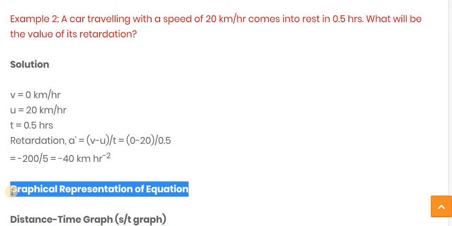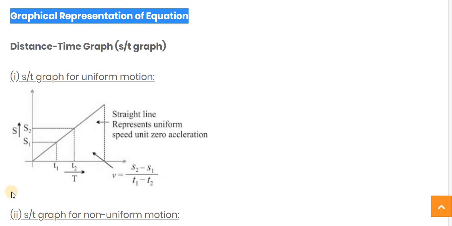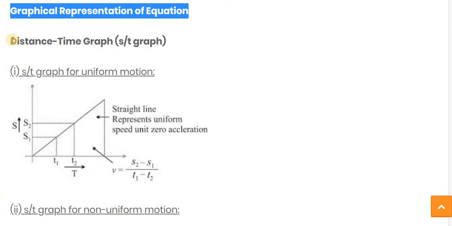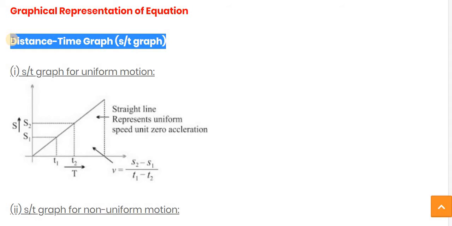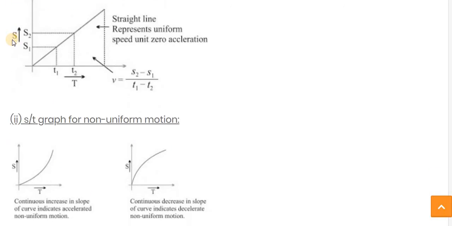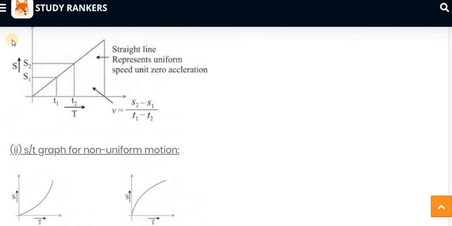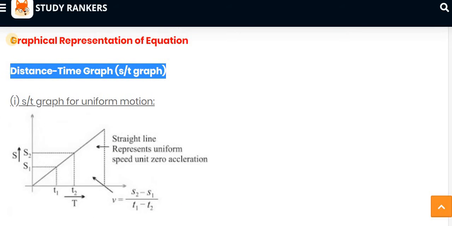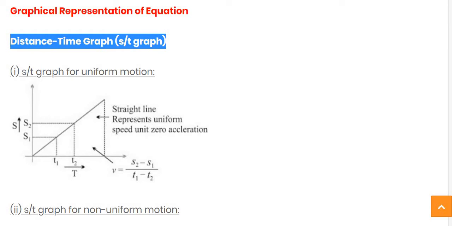Now let's move further to the next topic, the graphical representation of the equations, and it is the most important part of this chapter. Many times the question asks you to write down or derive the equation of the distance-time graph, the velocity-time graph, or the third one, for uniform and non-uniform motion. To derive the equation, first of all we have to understand the graphical representation of the equation.